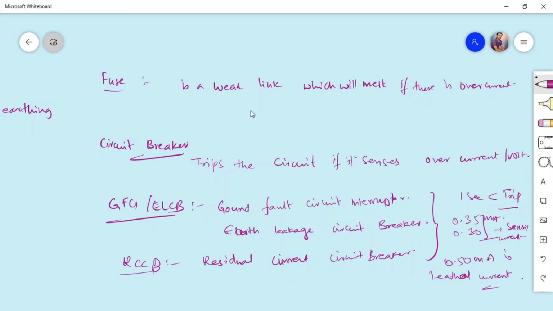Any doubts? Electrical safety is clear. I am just trying to keep it precise and short. I am not going too deep.